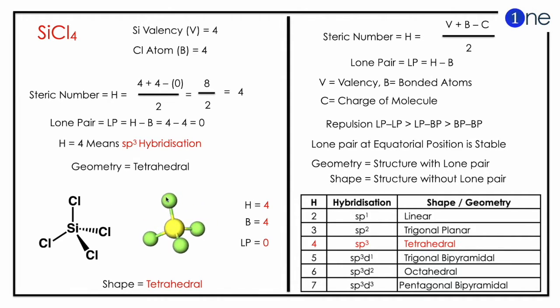Here 3D animation will help you to identify the structure. Chlorine at the corner of tetrahedron, silicon at the center. So the shape of silicon tetrachloride is tetrahedral.